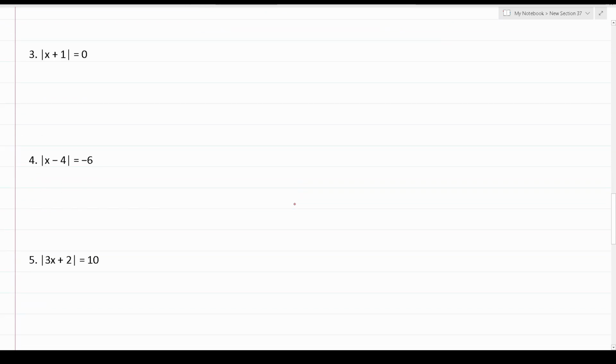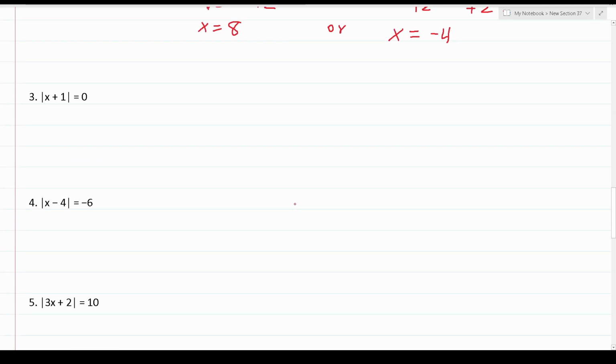All right. For number 3, you can see we have the absolute value of x plus 1 equaling 0. Since our absolute value is already isolated, we're going to look at what it's set equal to. In this case, it's set equal to 0. And in light of that, we know we're just going to have one solution in this case. So we're going to drop our absolute value bars and set this equal to 0. Now we're just solving for x. So we're just going to subtract 1 from both sides. This says x equals 0 minus 1, which is negative 1.